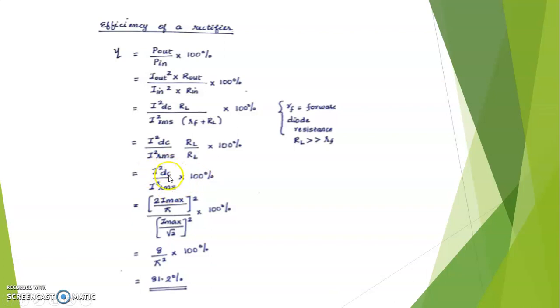Now we'll substitute these two values, 2 Imax by pi and Imax by root 2. Take the square of them. So we will get 8 by pi square, and finally we'll get 81.2%. That is, our full wave rectifier or the bridge rectifier is 81.2% efficient.